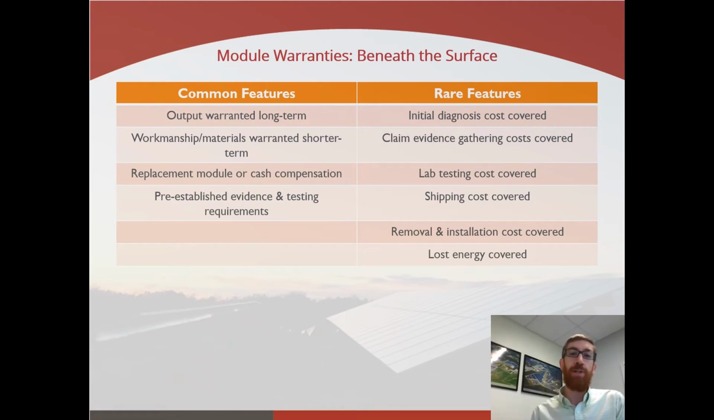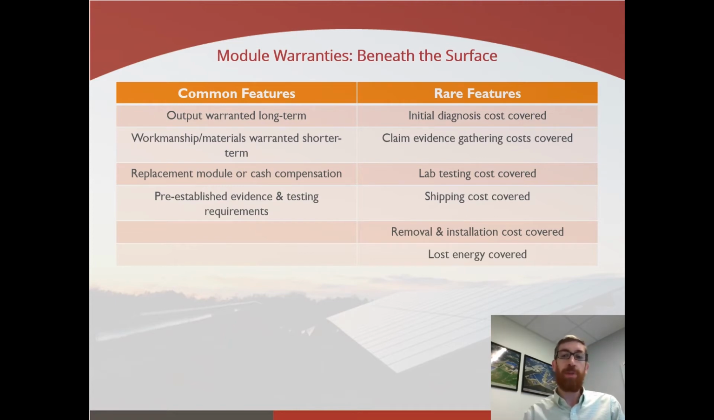Obviously a common feature of the module warranty is that it will warrant the output of the module as well as the workmanship of the module. Now it's fairly typical to have both as a feature of the warranty. However, it's typically going to be a pretty long time period for the output warranty. And the warranty will step down as the years go on and the modules have expected degradation. And then there will typically be a shorter term workmanship and material warranty that is meant to capture defects, but expires when presumably those defects would have come to the surface.